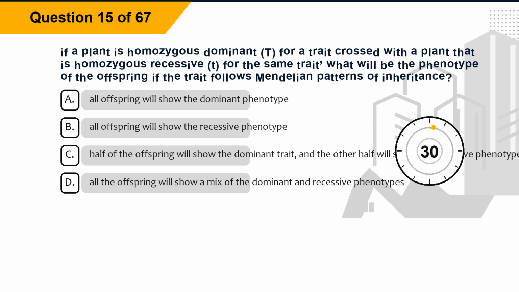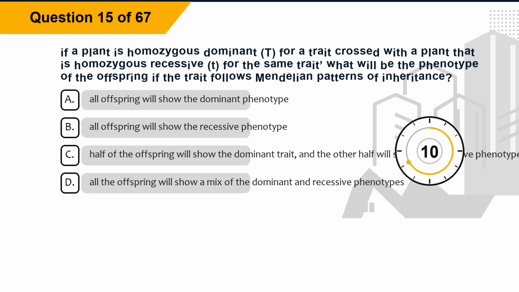Question 15. If a plant is homozygous dominant, T T, for a trait crossed with a plant that is homozygous recessive, t t, for the same trait, what will be the phenotype of the offspring if the trait follows Mendelian patterns of inheritance? Option A, all offspring will show the dominant phenotype. Option B, all offspring will show the recessive phenotype.